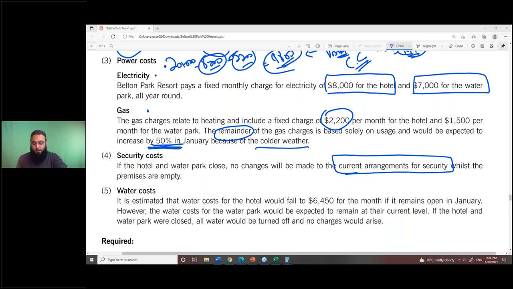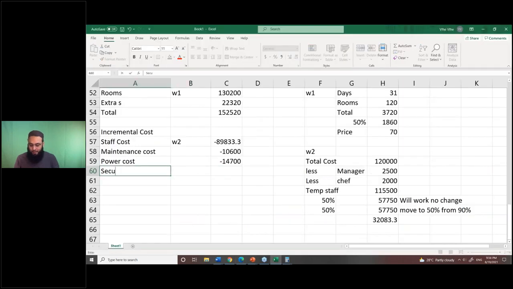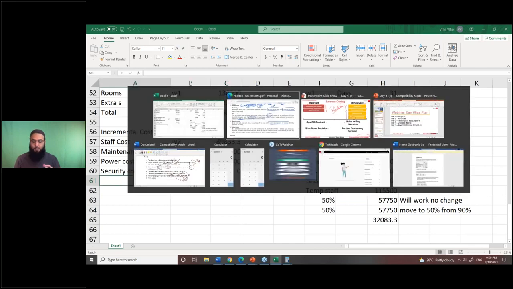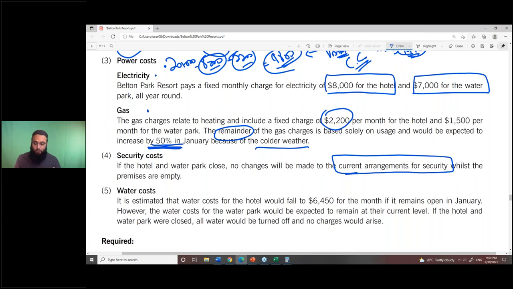Because this will be something that will continue to arise irrespective of whether you continue this or not. So in terms of relevant costing principles, the security cost will be 0. Okay, this will be 0. Agreed? Clear? Perfect. Not relevant. Okay, because it is very clearly mentioned no changes will be made to the current arrangement. So it will continue to arise.